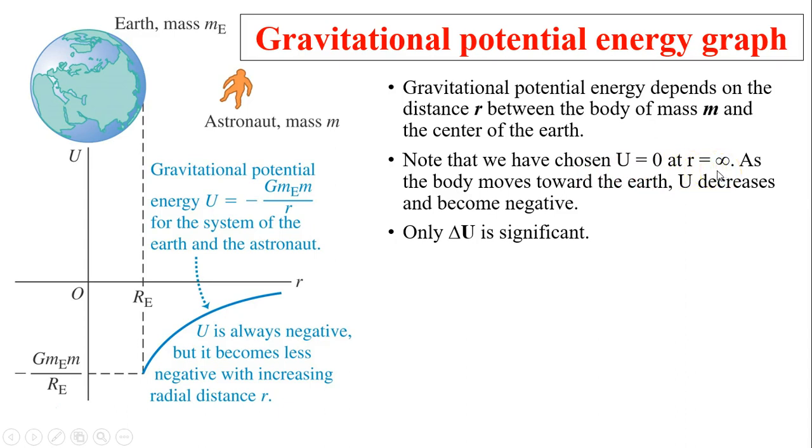Why is that? Because that is convenient for us to have this expression. We could choose U equals 0 on Earth's surface, but that will make the U expression more complicated. However, because only delta U is significant, remember gravitational potential energy is relative. So we want to choose a zero point that is most convenient for us. In this case, at r equals infinity, U equals 0 is most convenient for us. That's why we choose that point.